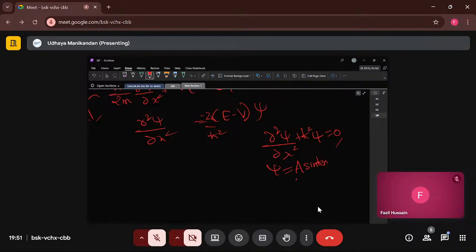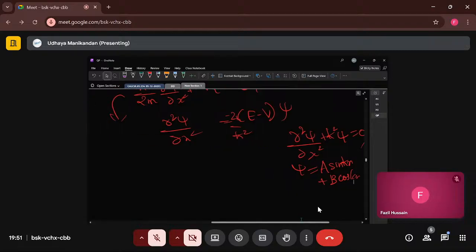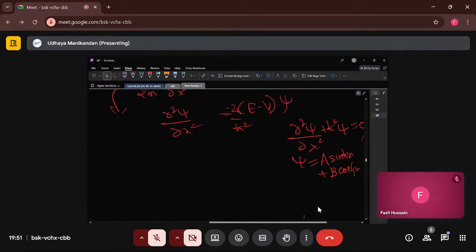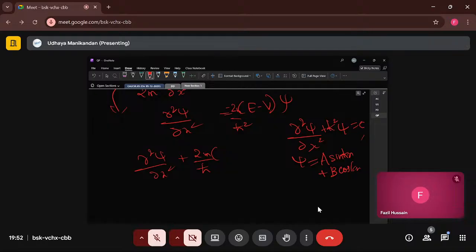If it is going to be of this form, psi can be written as A sin kx plus B cos kx. Just remember that. Now how do I write this in this form? I can just take everything to that side. So dou square psi by dou x square plus 2m by h cross square into (E minus V) psi is equal to 0. And since V is equal to 0, it is just E. So 2m by h cross square into E psi is equal to 0.